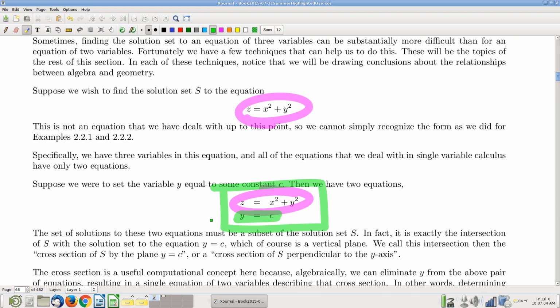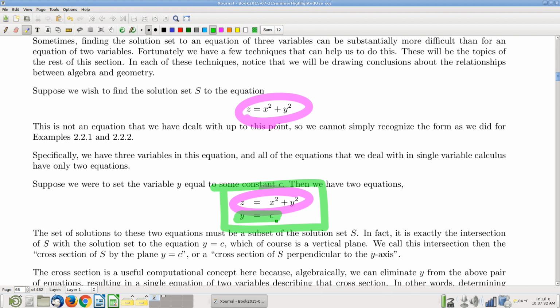But I have to confess, if I insist that y equals c, I have to recognize that I'm not going to get the whole surface. It's entirely possible that some points on the surface will not have y-coordinates equal to c. So if I insist that y equals c, I'm only going to get some of the points on this surface. Which points will I get?